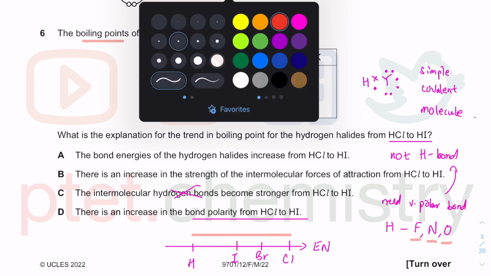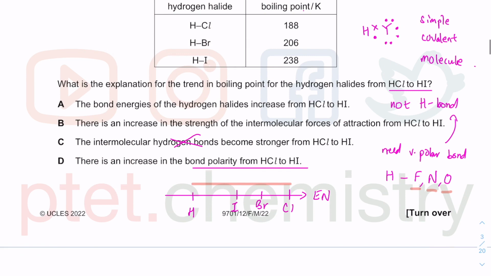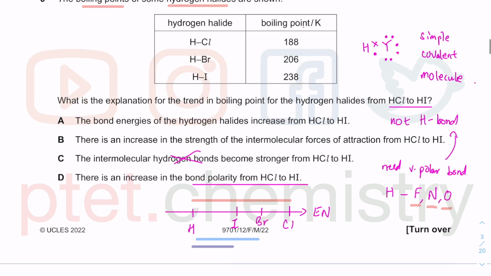If you look at the difference in electronegativity, you can tell HCl is the most polar. And if HCl is the most polar, HCl should have the strongest permanent dipole, and HCl should have the higher boiling point. But it's the opposite trend. So the intermolecular forces get stronger. That is why we need more energy in order to overcome the intermolecular forces.